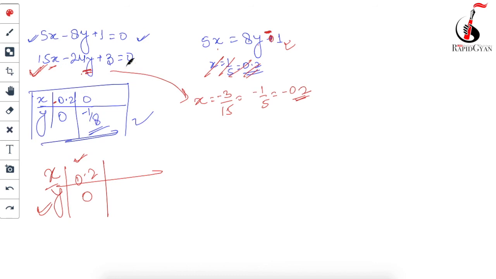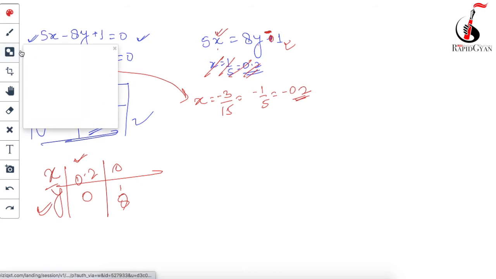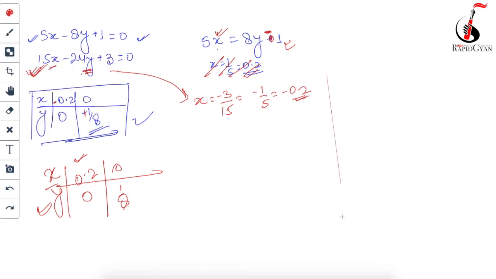In the second case, when I put x equal to 0, I will get minus 1 upon 8. So you will get this in this case also. So now simply you will have to draw the graph, correct? So let's draw the graph for the same.